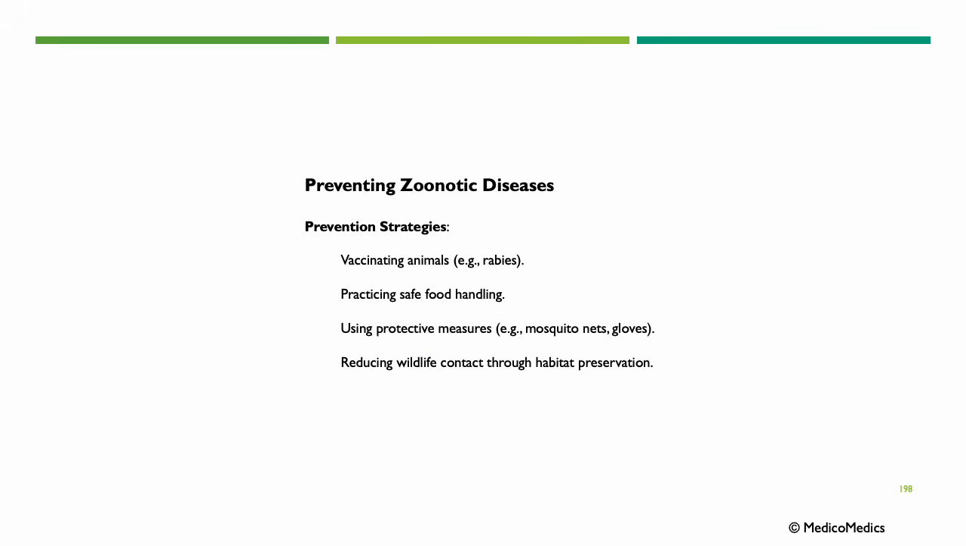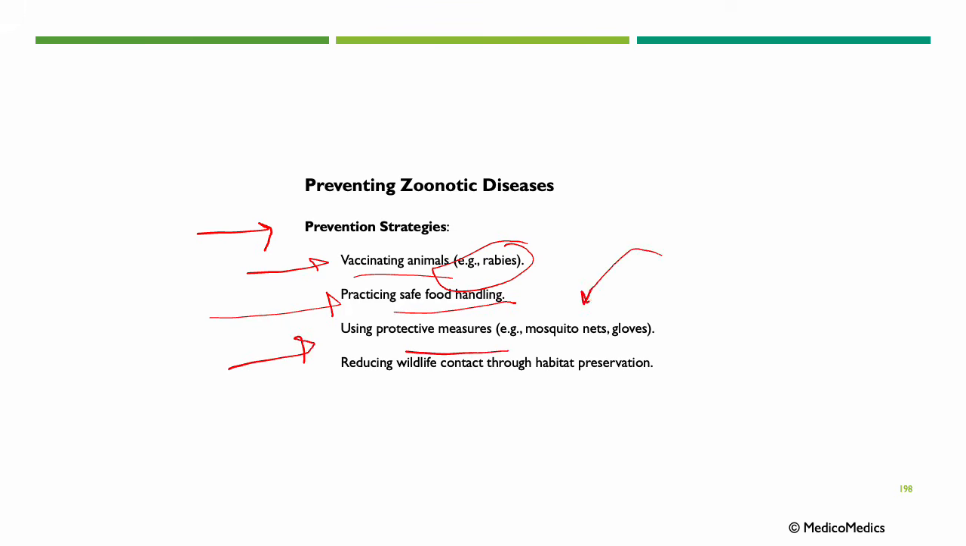Now, preventing zoonotic diseases. Some strategies include vaccinating animals, like we just mentioned, for rabies, practicing safe food handling, using protective measures like mosquito nets and gloves, and reducing wildlife contact through habitat preservation.